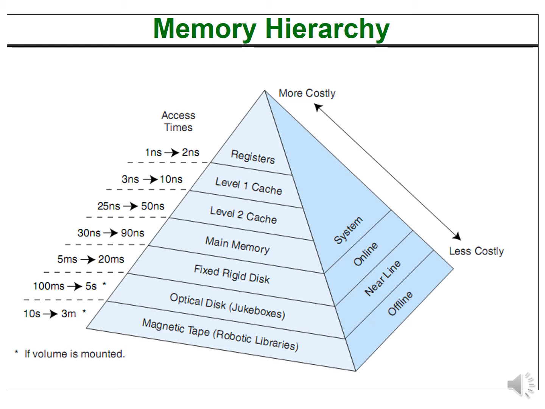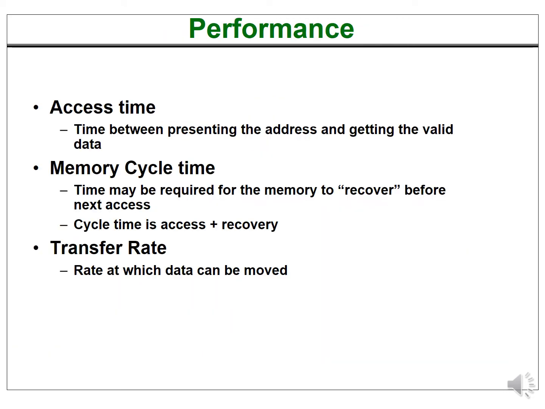Let me once again repeat. As we go down the hierarchy, the size of the memory increases, the cost of the memory decreases. When I say cost, I am talking about cost per bit of storage. Cost of the memory decreases and the speed of the memory also decreases, or we can say the access time increases.